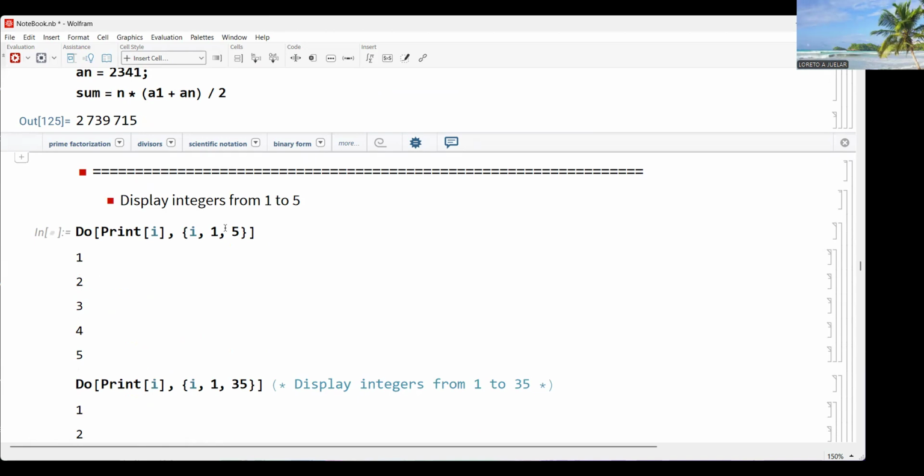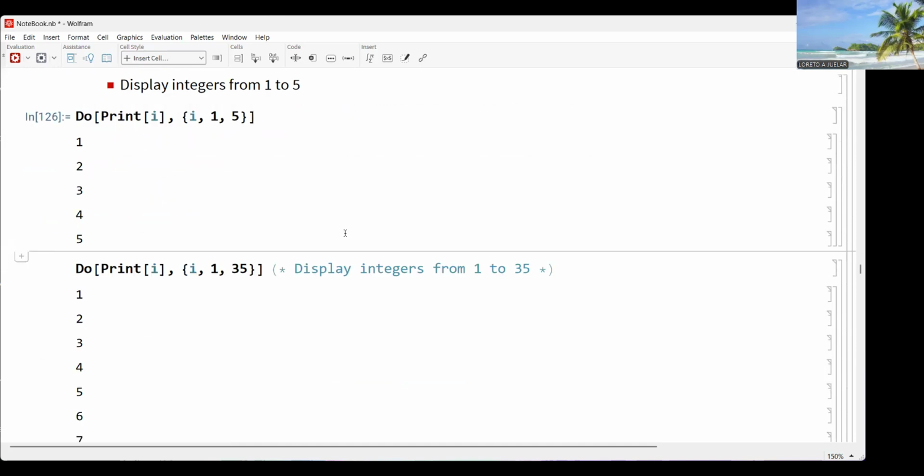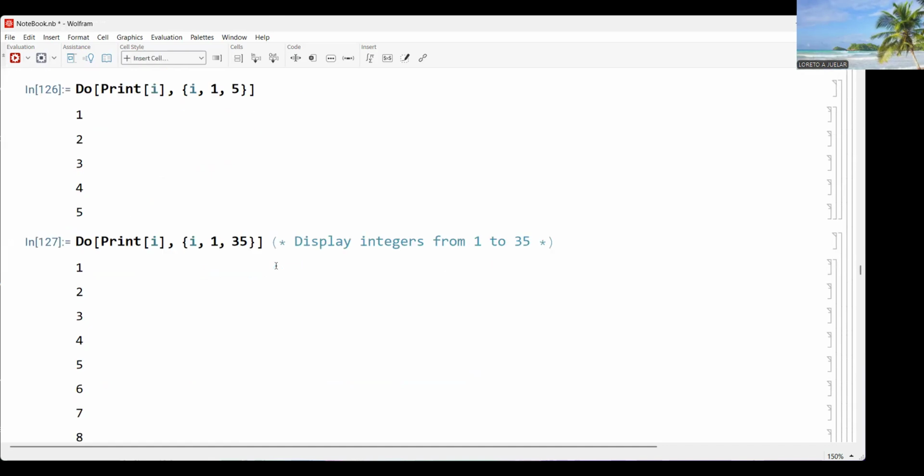Okay, so display integers from 1 to 5. So just write here Print[i], where i is from 1 to 5. Display integers from 1 to 35. Yes, we can simply write Print[i] for i from 1 to 35.